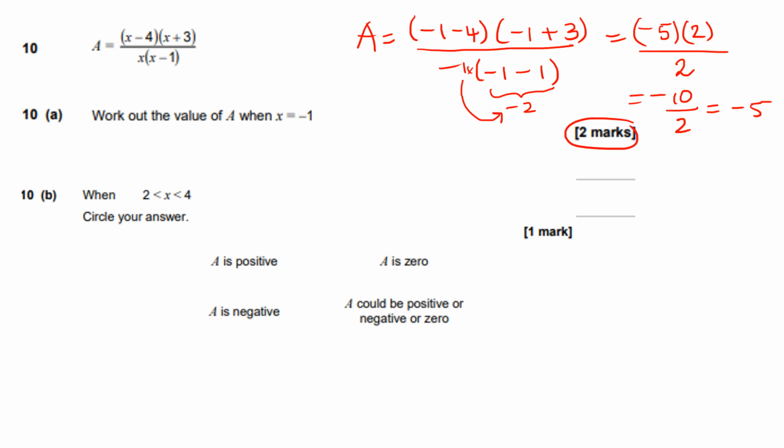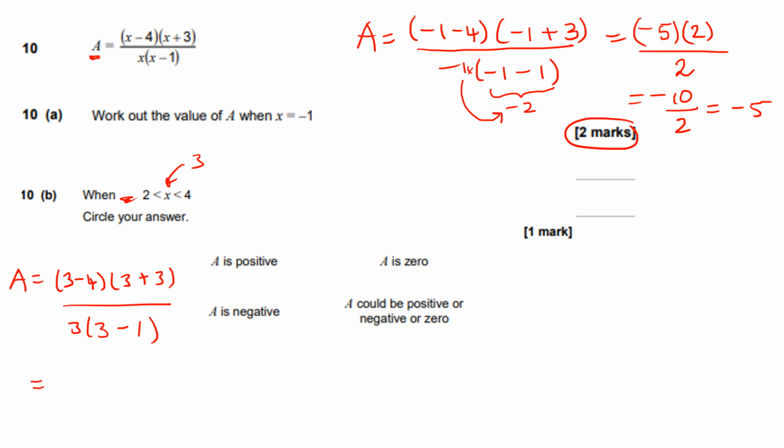10b, when x is in between 2 and 4, can you circle what your answer is going to be for a? So again, it's the same thing. You're going to take the value from here and substitute it in there. For a number in between 2 and 4, I'm going to be using 3. I'm using an integer. Now, a in this case is going to be 3 take away 4, 3 plus 3, out of 3, 3 take away 1.